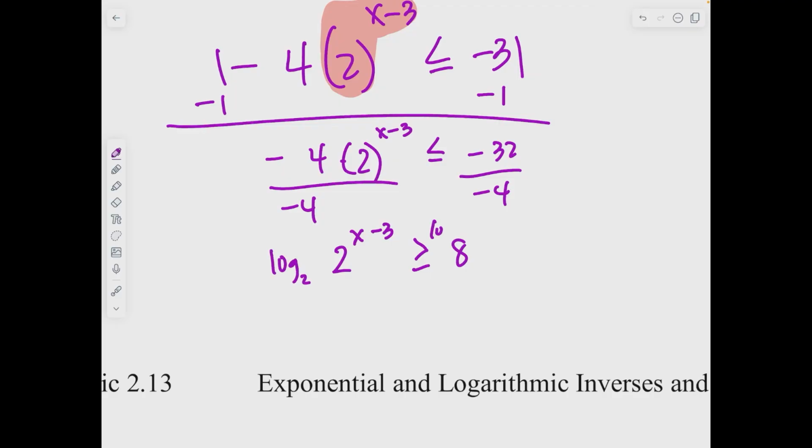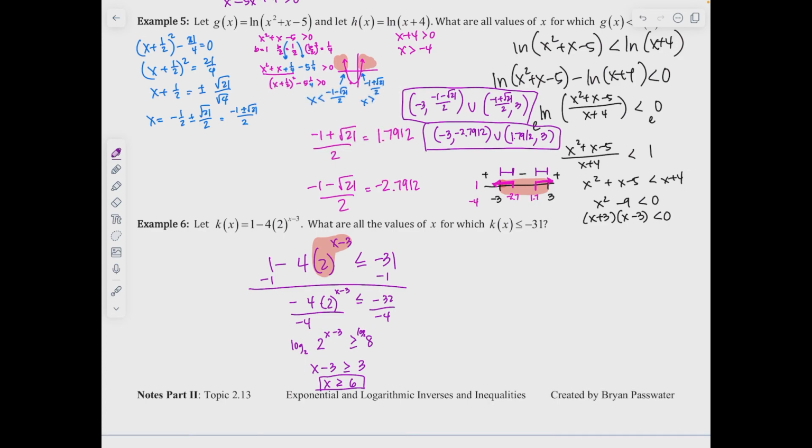So if I do log base 2 and log base 2, the x minus 3 will come down. Log base 2 of 8, that's still the same thing as 3. So when I add the 3 to the other side, x is greater than or equal to 6. That would be my answer there. Okay, so that would be our second page. Let's turn the page and take a look at the last page.